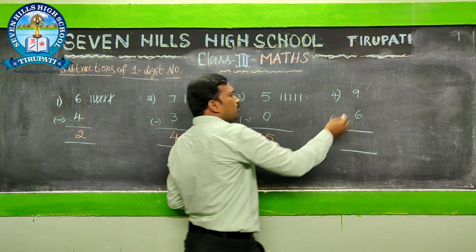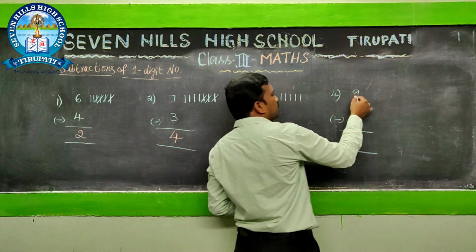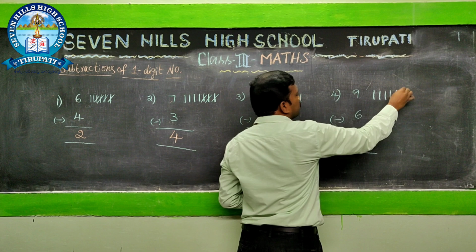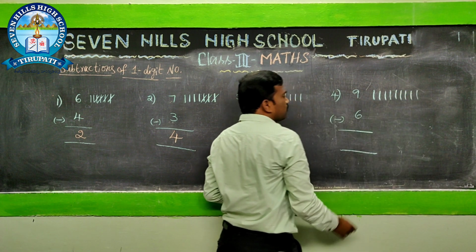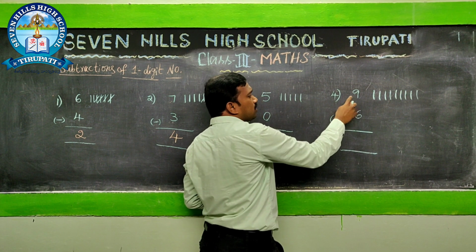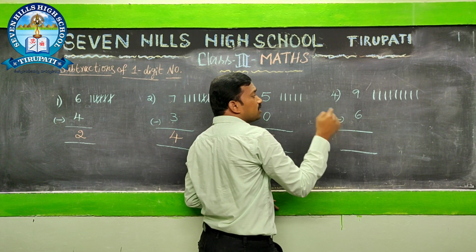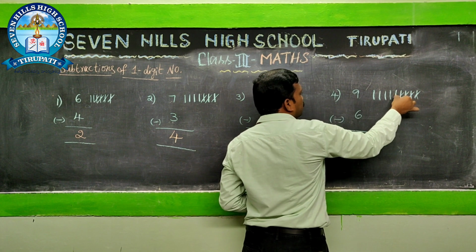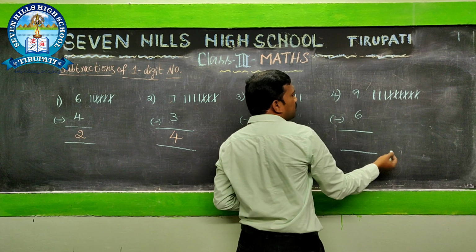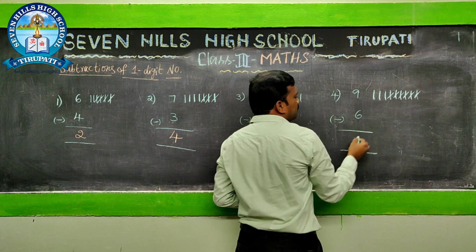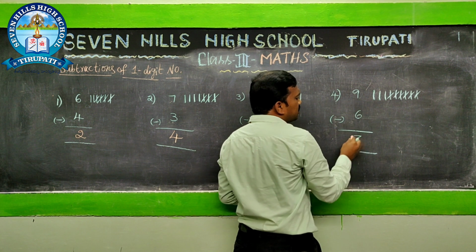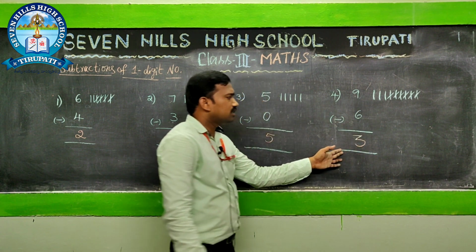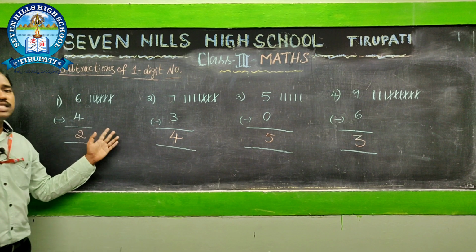Now 9 minus 6. 9 means 9 lines: 1, 2, 3, 4, 5, 6, 7, 8, 9. We want to subtract 6 from 9, so strike out 6 lines: 1, 2, 3, 4, 5, 6. Then what is remaining? 1, 2, 3. So 3 is the answer. So 9 minus 6 is equal to 3. So this is subtraction of single digit numbers.